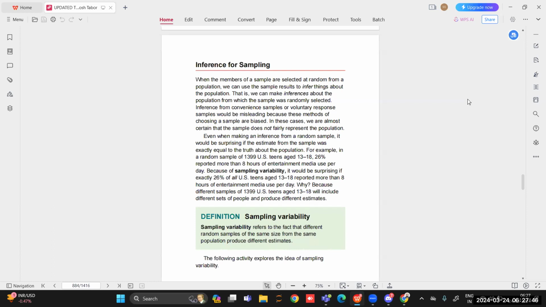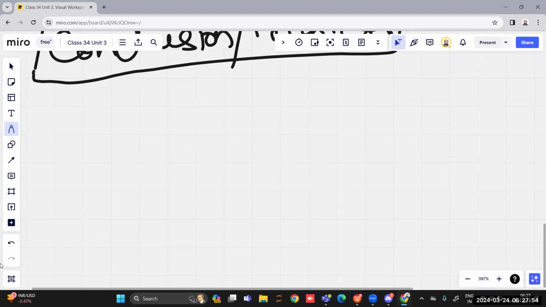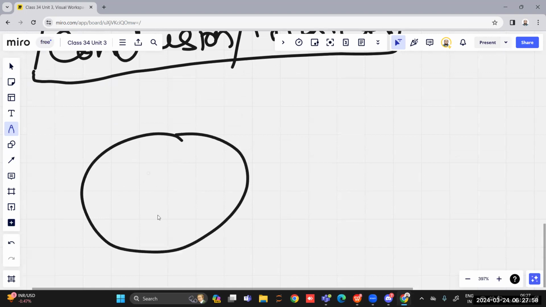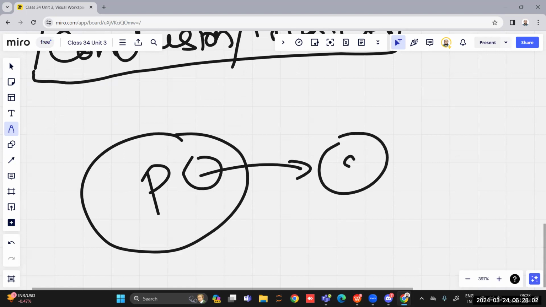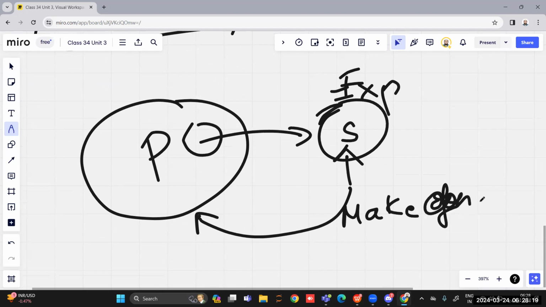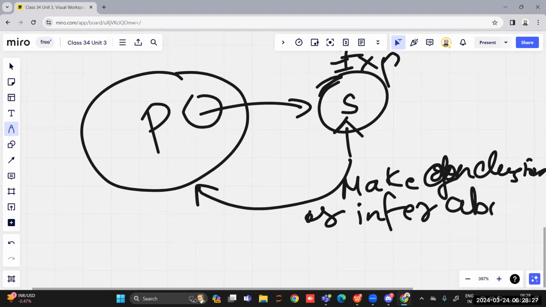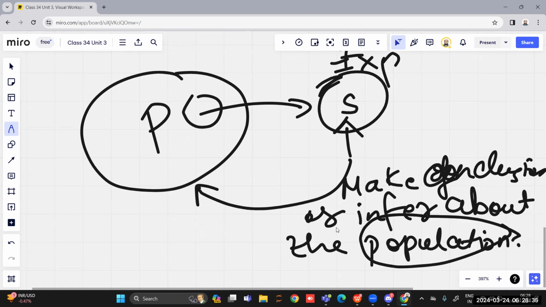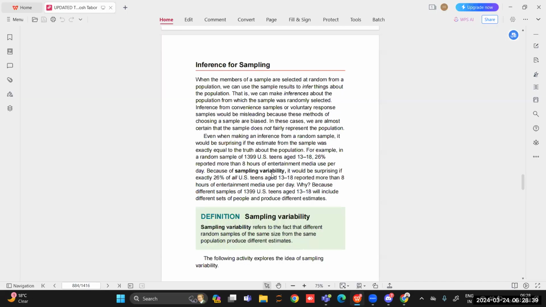Okay, when the members of a sample are selected at random from a population, we can use the sample to infer things about the population. When a sample is taken, for example, this is a population and I take a small part, this part is a sample of the population. After performing experiments on it, we can make conclusions, or infer, which means to predict something, about the population. Which population? The population from which we have chosen the sample, not some other population. So we can make inferences about the population from which the sample was randomly selected.